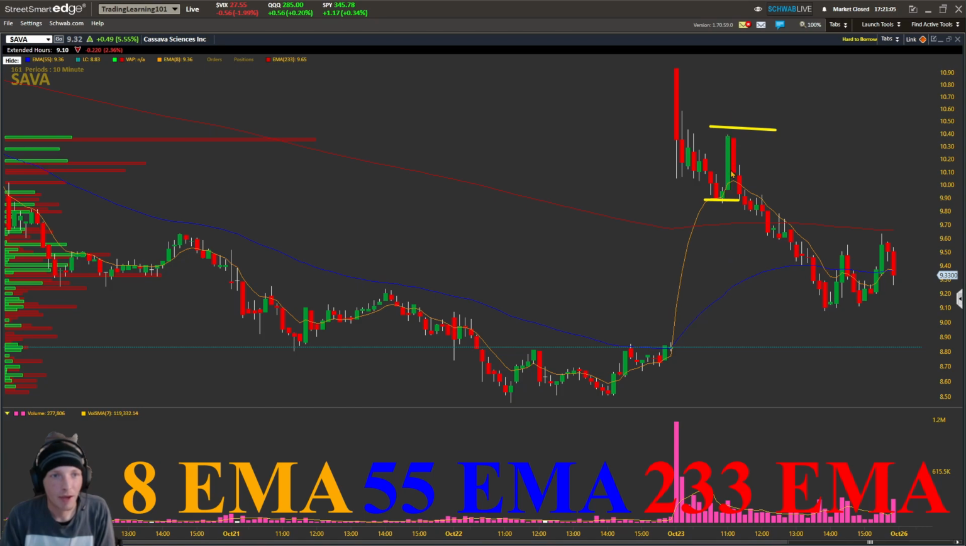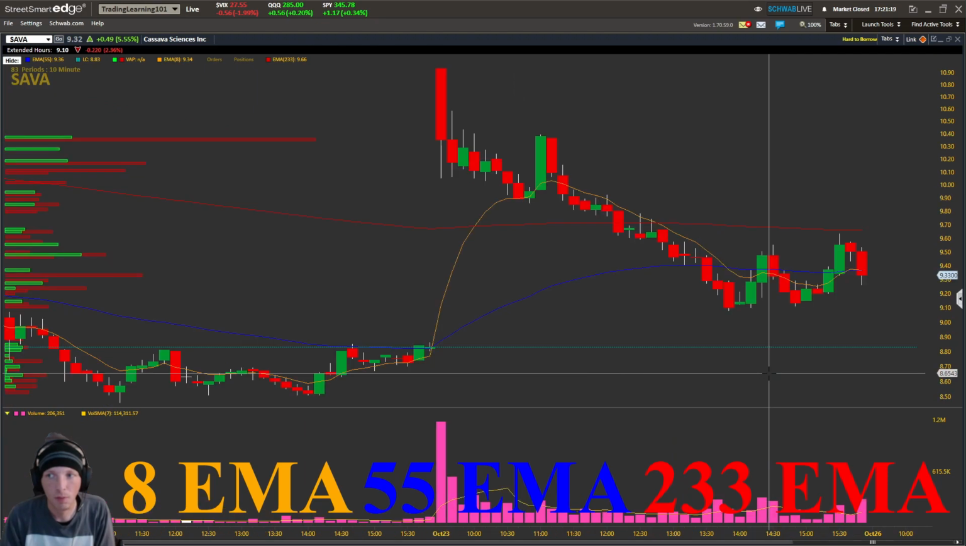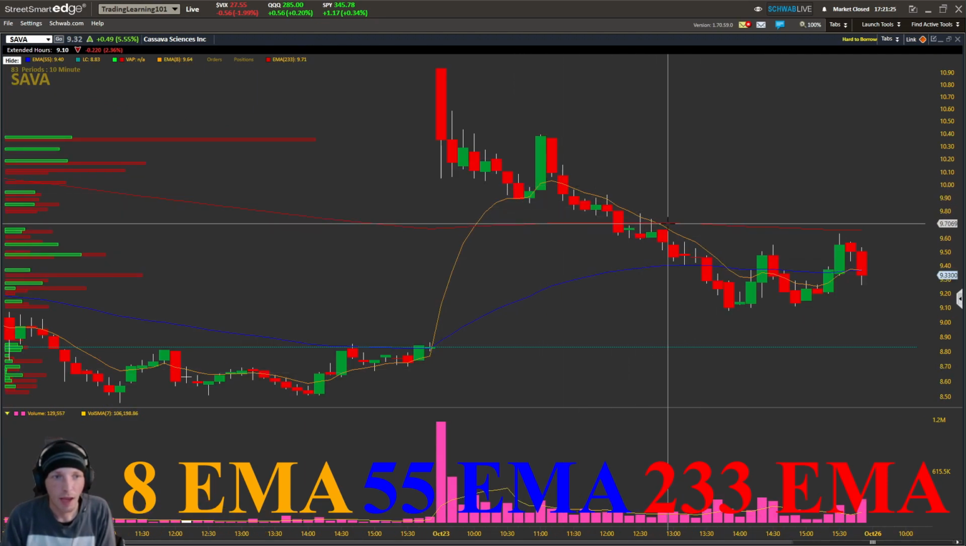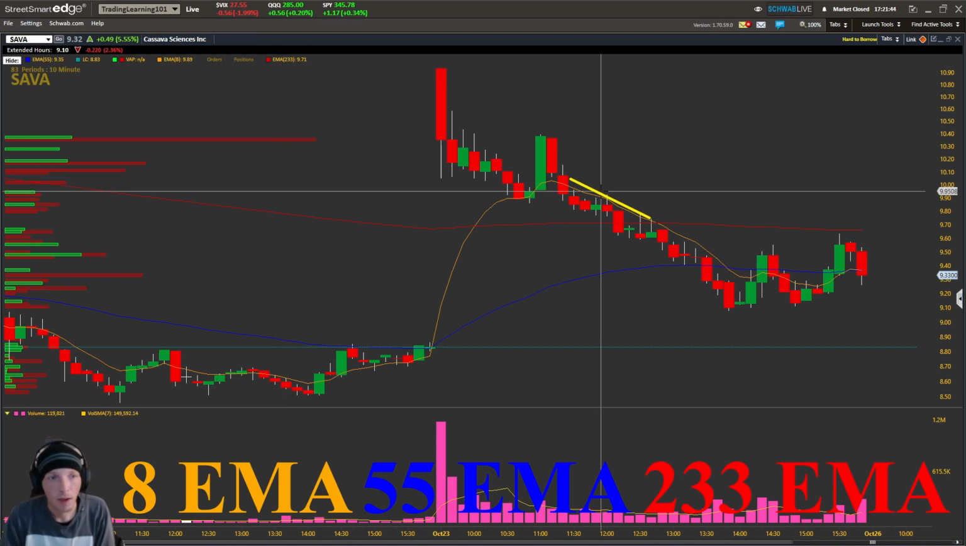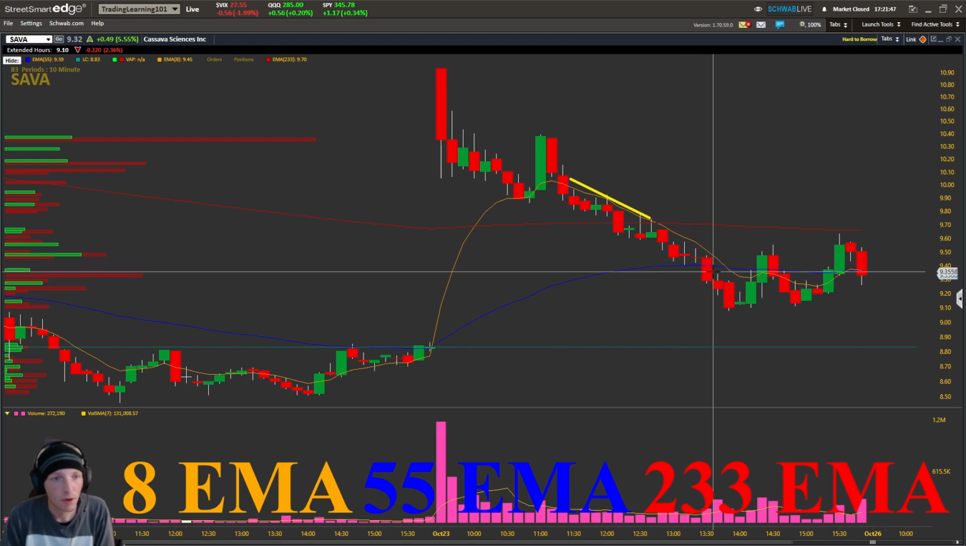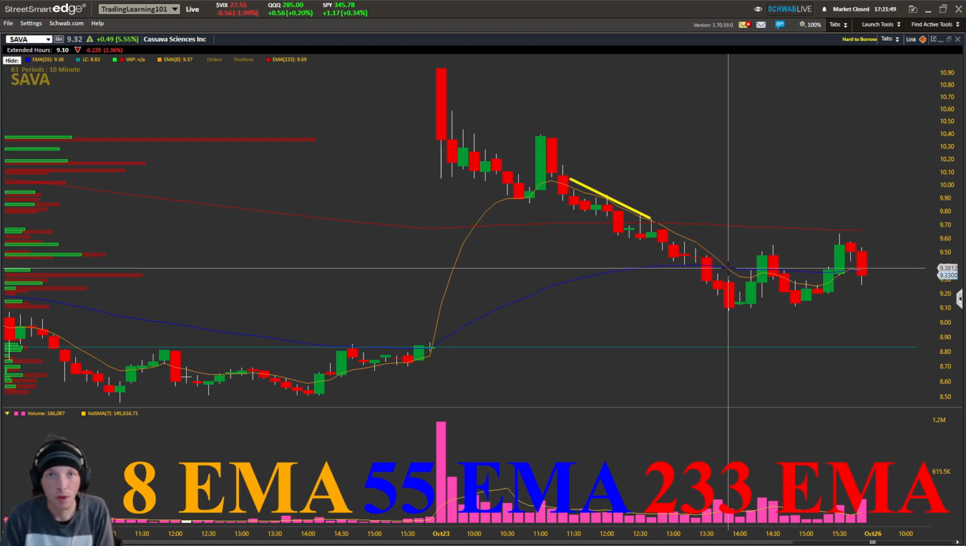And then when it came back down, it bounced as support again right there, but it was short-lived and it continued trending down. And then you could see, I'll zoom in a little bit more, that yellow line, which is the 8 EMA, was all acting as resistance right there. And then it came down and it crossed below that red EMA, which is the 233 EMA. Continued going lower and lower and lower. And then it crossed below the blue EMA, which is the 55 EMA.